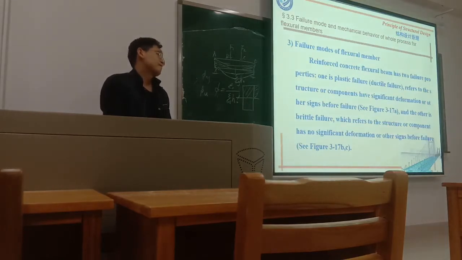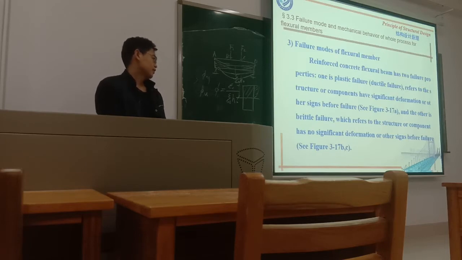The appropriate reinforcement ratio is larger than the minimum reinforcement and less than the maximum. It's between those. You can say that for the over-reinforced beam, the ratio is larger than the maximum. And for the under-reinforced beam, the ratio is less than the minimum.